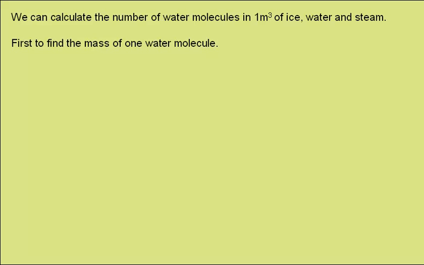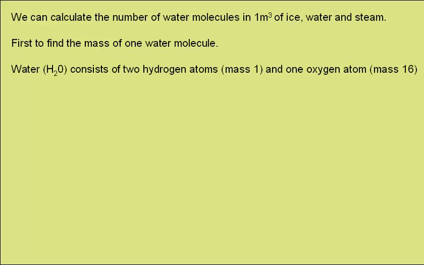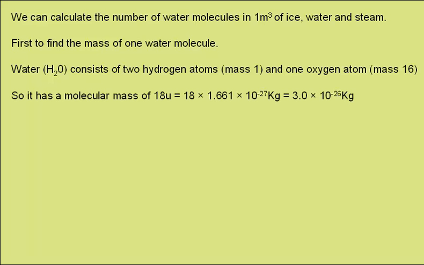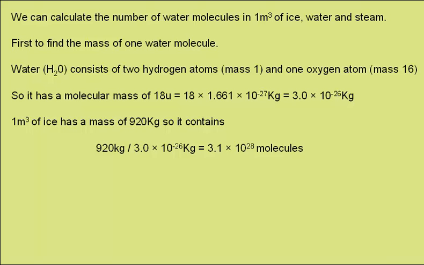First, to find the mass of one water molecule. Well, water, H2O, consists of 2 hydrogen atoms, each of mass 1, and 1 oxygen atom of mass 16. So it has a molecular mass of 18 atomic mass units, which comes out at 3 times 10 to the minus 26 kilograms. 1 cubic metre of ice has a mass of 920 kilograms, so it will contain 920 over 3 times 10 to the minus 26, which is 3.1 times 10 to the 28 water molecules.